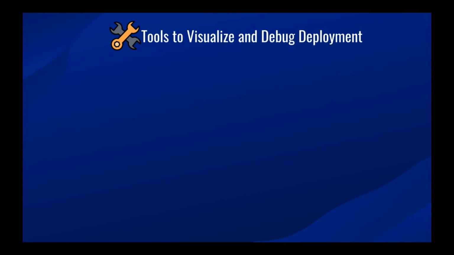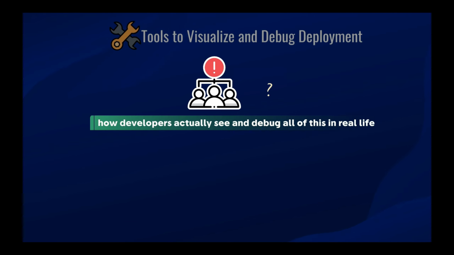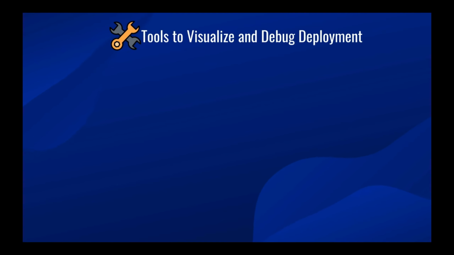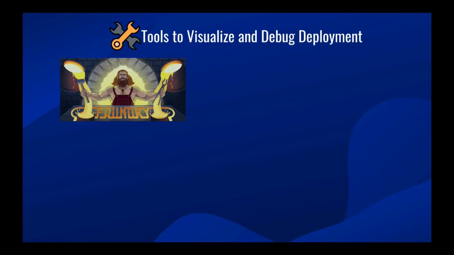Up till now, we've talked about what happens during deployment. Now let's talk about how developers actually see and debug all of this in real life. And before anything else, let me introduce a tool that many pro Ethereum devs quietly rely on. It's Foundry. Foundry is a blazing fast Rust-based Ethereum toolkit built for serious smart contract development.